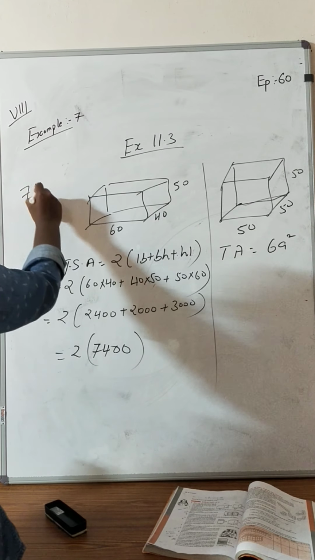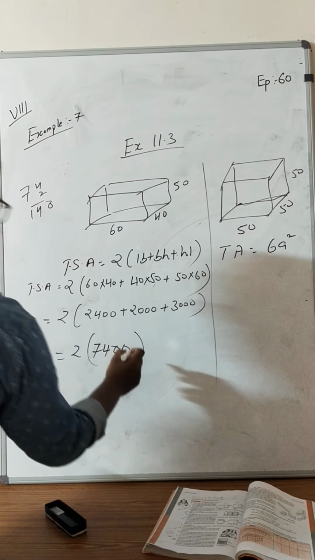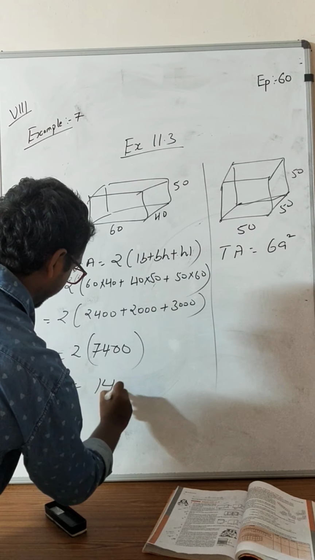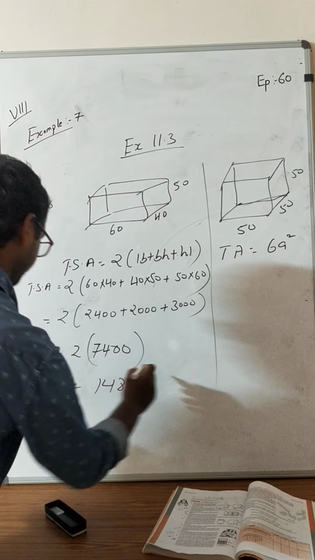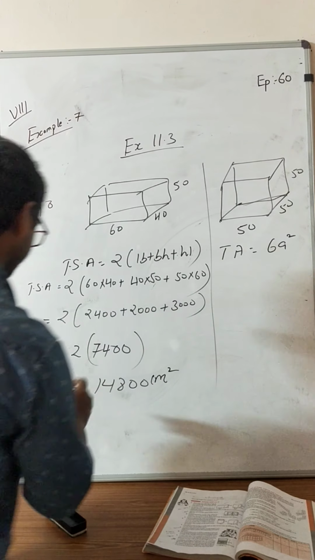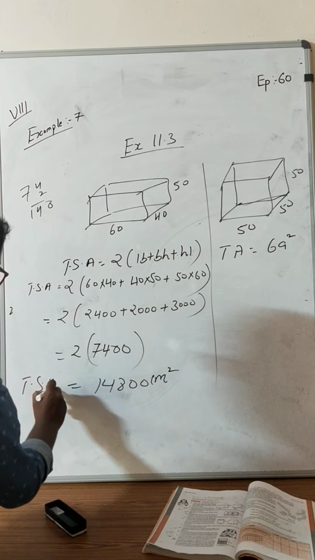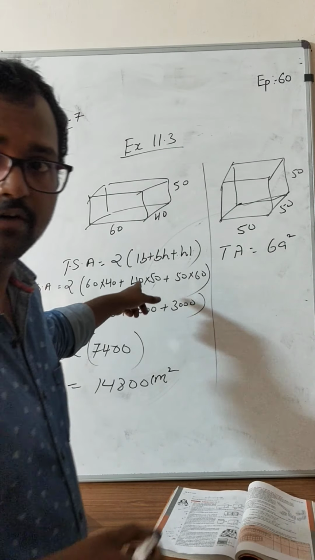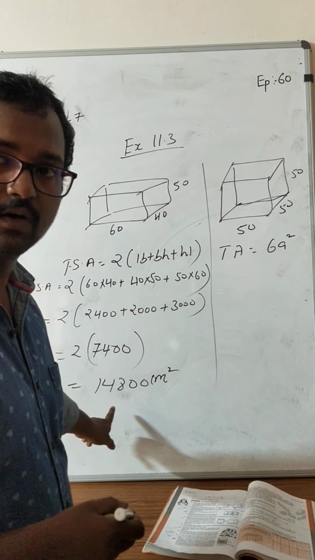So 74 into 48, 740. So we will get 14800 centimeters square. So the total surface area of the cuboid is 14,800.